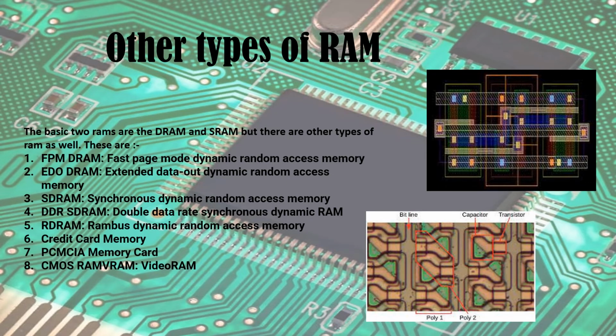Other types of RAM. The basic two RAMs are the DRAM and SRAM, but there are other types of RAM as well. These are the FPM DRAM, that is fast page mode dynamic random access memory, the EDO DRAM, that is the extended data out dynamic random access memory, the SDRAM, which is the synchronous dynamic random access memory, the DDR SDRAM, which is the double data rate synchronous dynamic RAM, the RDRAM, which is the Rambus dynamic random access memory, credit card memory, PCMCIA memory, CMOS RAM, and VRAM, which is the video RAM.